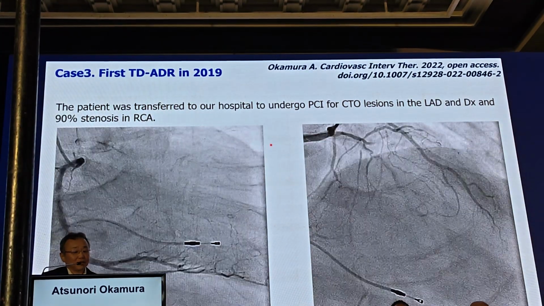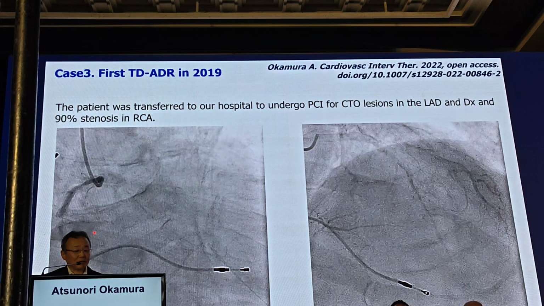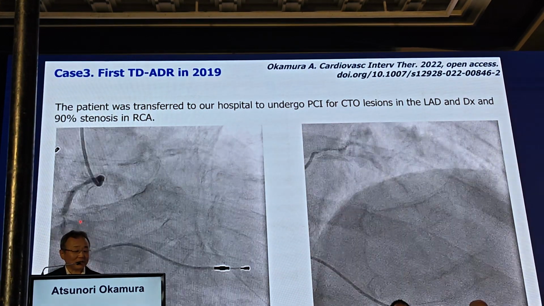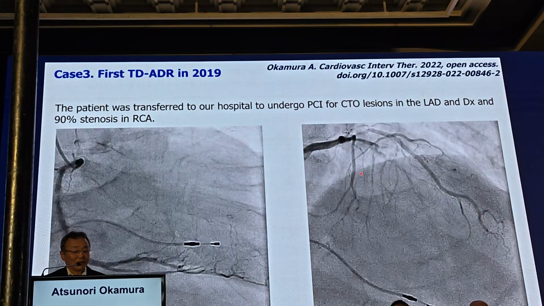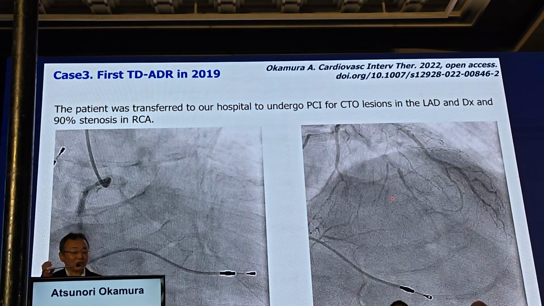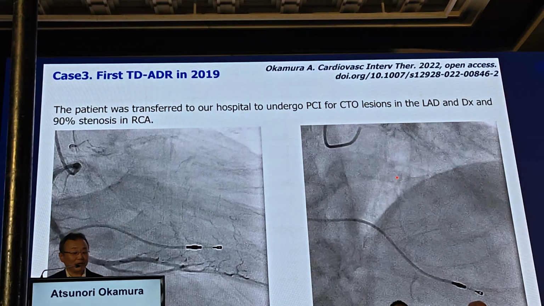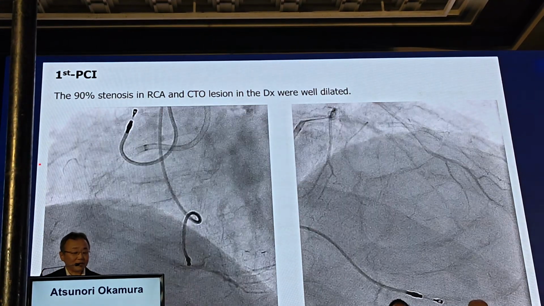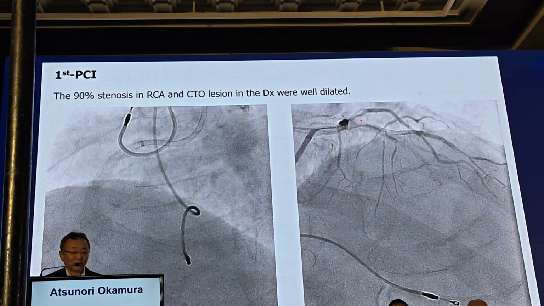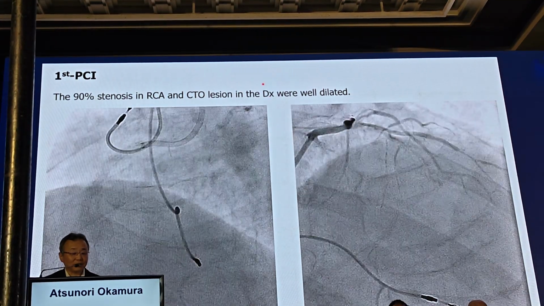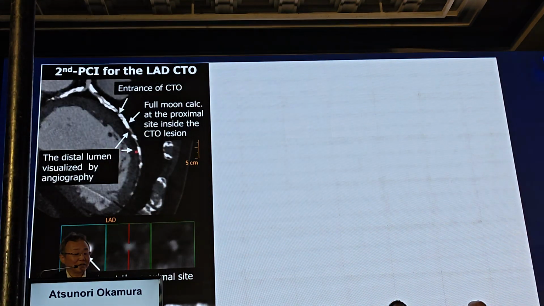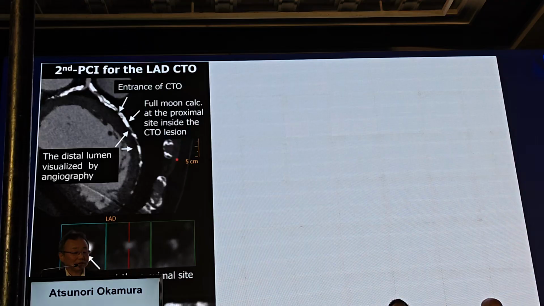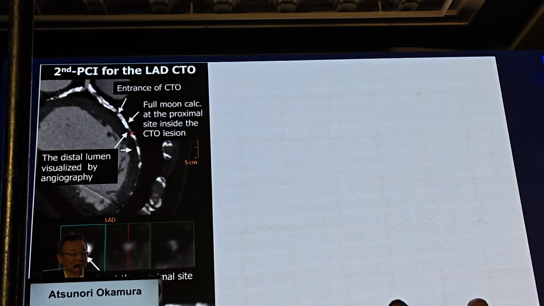I did it in 2019. The patient was transferred to a hospital to receive treatment for an LAD CTO lesion, right coronary stenosis, and diagonal branch. This is a 20-year-old occlusion of the LAD. RCA is a new lesion. So I fixed the RCA and diagonal, then I tried the LAD intervention, the 20-year-old occlusion. The entrance is here. This one is the calcification here. This is around the distal part.